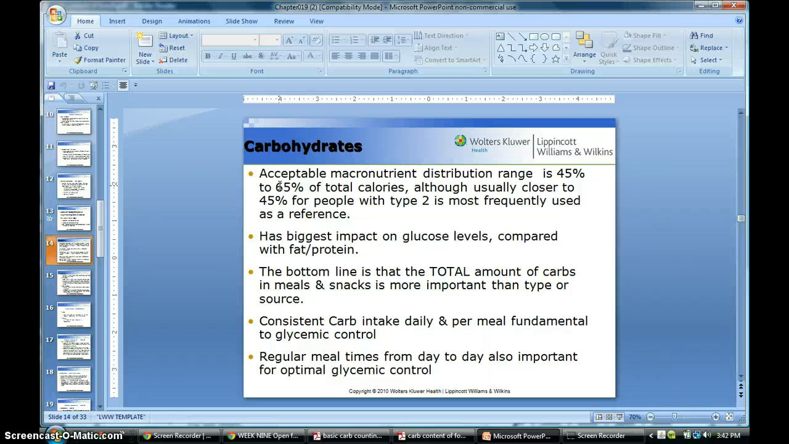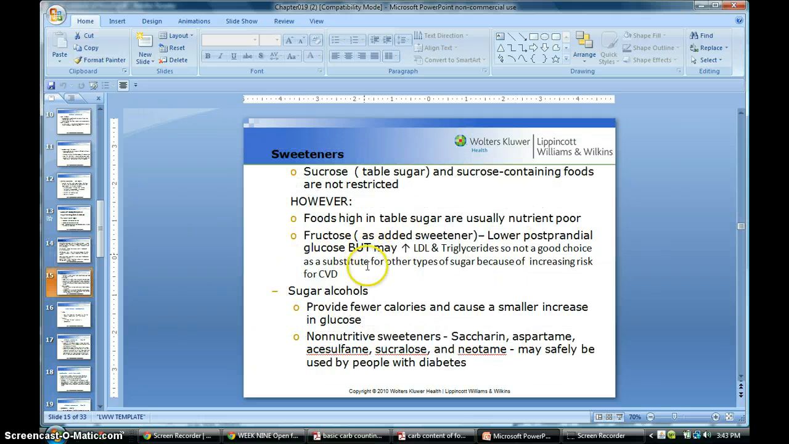Carbs have the biggest impact on glucose. I would definitely look at these when we talk, in the question about what are the main points for carbs in terms of lessons for a patient. These are going to be the biggest take-home messages here on this slide. This is just talking a little bit about alternate sweeteners. You know, sugar alcohols, they do provide fewer calories. They cause a smaller increase in glucose, but they very much can cause GI distress.